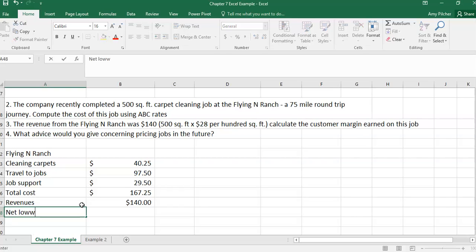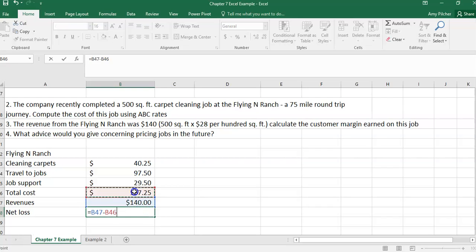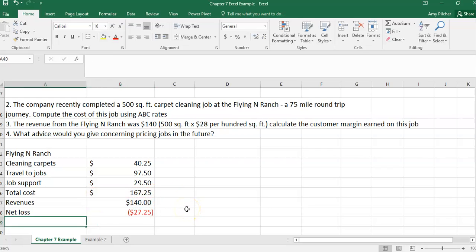So our net loss on this job is $27.25. We didn't make any money on this job. The last question says then, what advice would we give concerning pricing jobs in the future? Well, we can look at several different things.